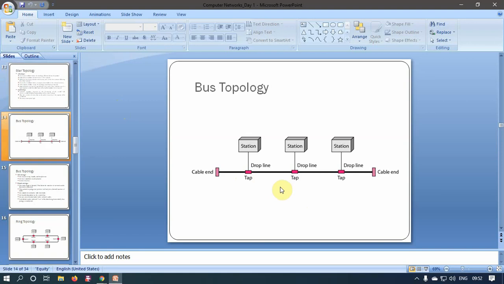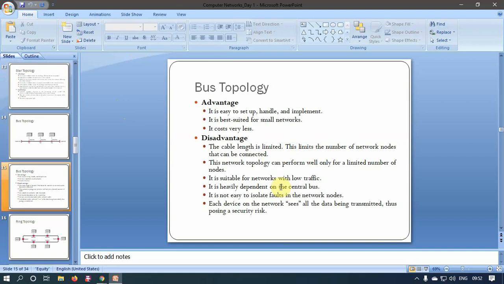Okay. Now what is the main advantage and disadvantage of this? The main advantage is obviously, we can understand that it is very easy to set up, handle and implement. And what's the disadvantage? The cable length is limited. So this limits the number of network nodes that can be connected to the bus, or to the communication link. So this is the main advantage and disadvantage of a bus topology.